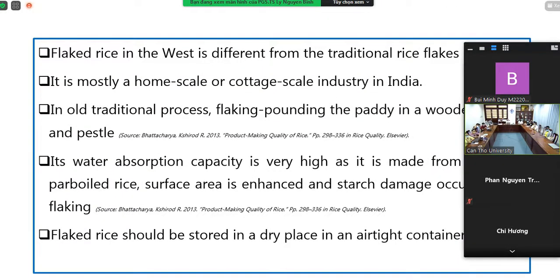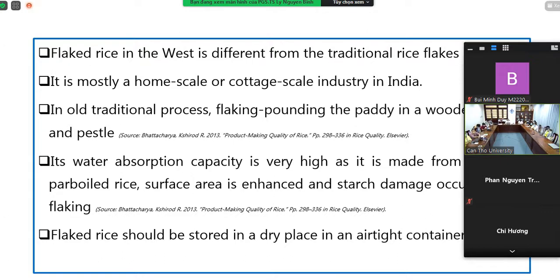The flaked rice that is manufactured in the West is very different from the flaked rice that is traditionally produced in India. In India, it's mostly a home scale or cottage scale industry. In the old traditional process, flaking was done by pounding the paddy in a wooden mortar and pestle. But now, since the demand for flaked rice has increased, it has gone to the industries, but it is still a home scale or cottage scale industry.